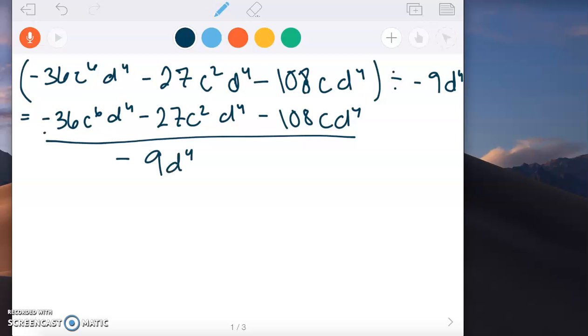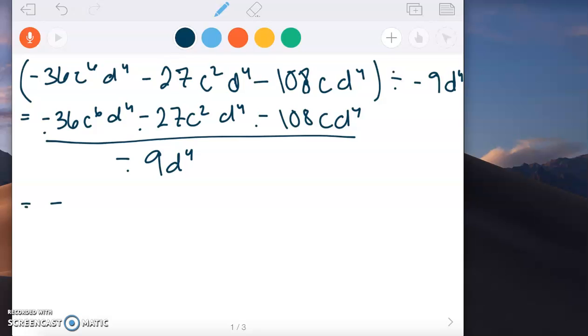Now another thing I see, these are all negative and this is negative. When we have a negative divided by a negative, we're going to have a positive. So you know right off the bat, the c variable exponents aren't going to change, and all these are going to be positive in the end. Without doing anything else, you should know that. So if you end up with a different answer, then you know there's something off.